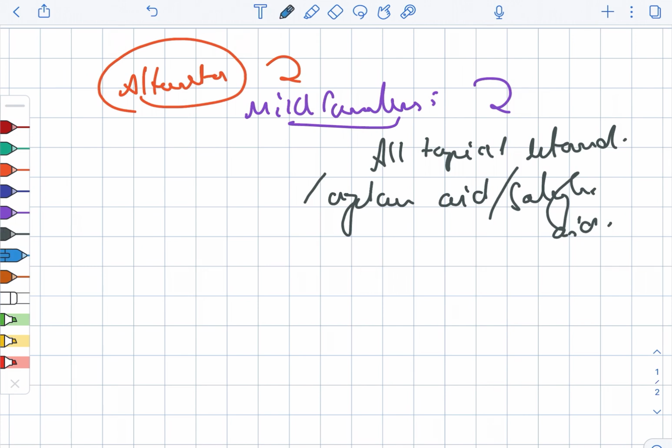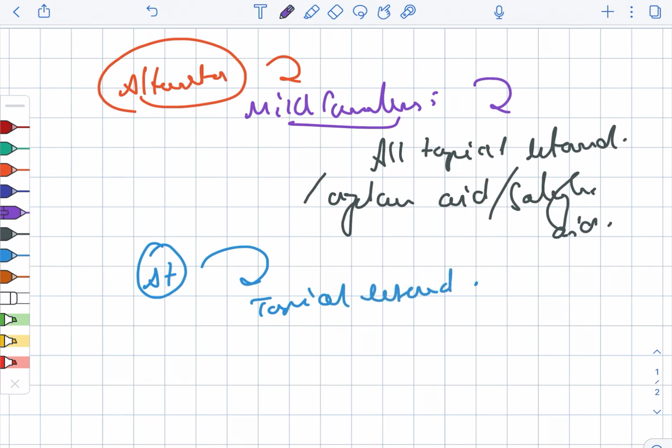Now looking at alternative for females in case of mild comedonal. Alternative for females is similar to the first choice, that is the topical retinoids. Now looking at the maintenance therapy, it is also by the topical retinoid.